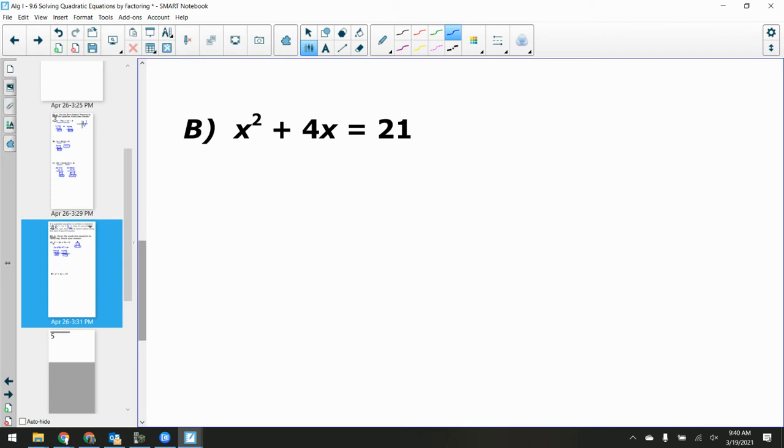Okay, take a look at the next one. What do I need to do first here? What's the operation? Somebody raise your hand and tell me, what's the first thing that I need to do? Right, how do I do that? Okay, subtract the 21. Get the 21 over to the other side, because I got to get everything on one side. Subtract the 21 over to the left side. So that's going to get me an x squared plus 4x minus 21 equals 0. Okay, you guys take it from there. Factor it and set each equal to 0.